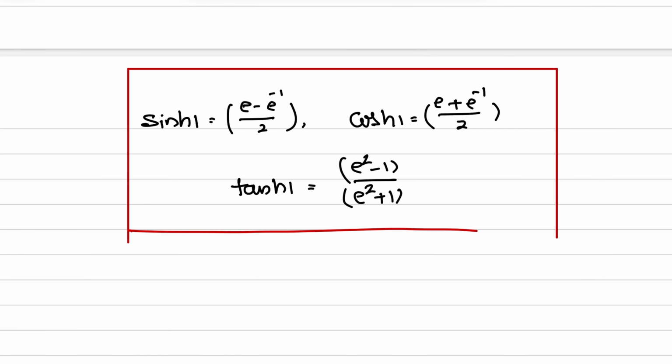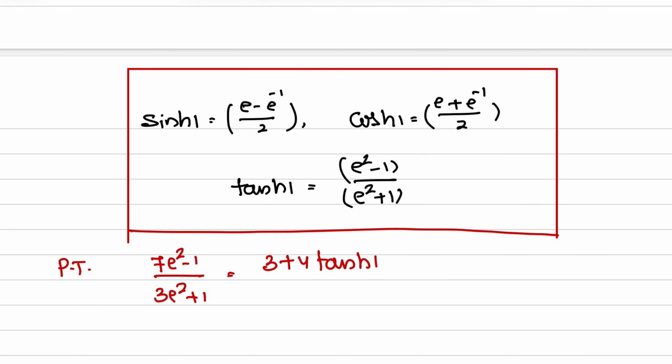Now, these are relevant for our problem. Hence, I have taken this time and explained to you. In the problem, what is it that we have to prove? Prove that 7e square minus 1 by 3e square plus 1 is equal to 3 plus 4 tanh 1 divided by 2 plus tanh 1. This is what we have to prove.